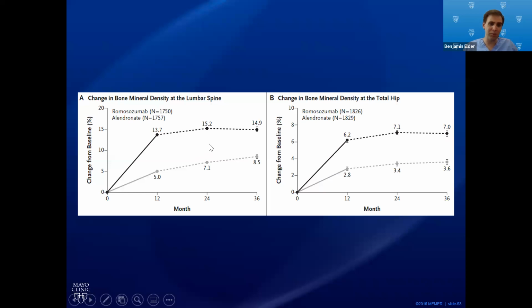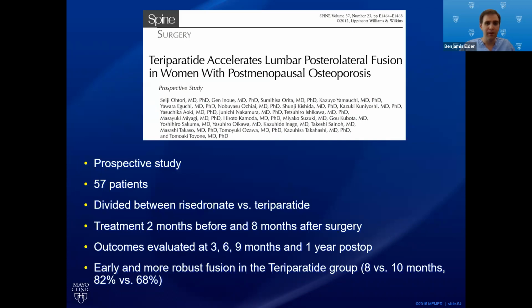Looking at the bone density at the spine, you can see a significant increase, almost 15% by 2 to 3 years of increase in bone mineral density in the lumbar spine, and about 7% at the hip compared to alendronate. So this is clearly a very effective treatment. And now what do some of the literature studies show?